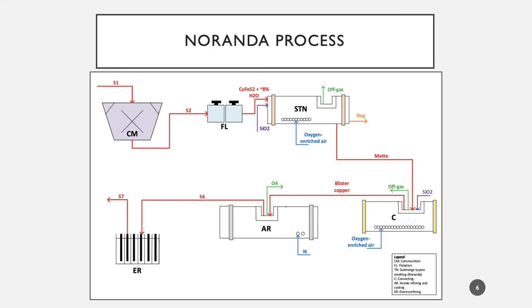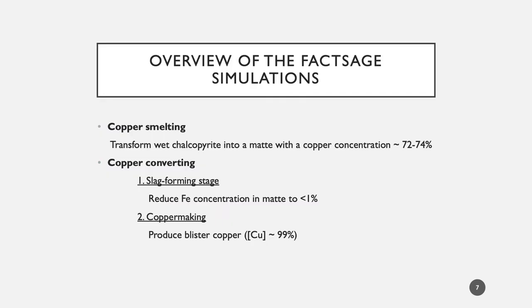So I will be simulating the copper smelting, which transforms the wet chalcopyrite into a matte with a copper concentration of around 72 to 74%. And then I will be simulating the copper converting, which is separated in two stages. First, we're reducing the iron concentration in the matte to less than 1%, and then we are producing blister copper, which has a concentration of copper around 99%.